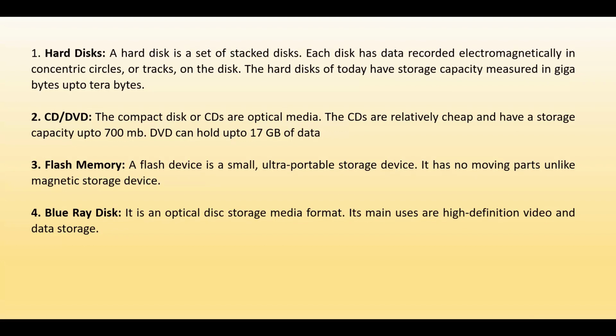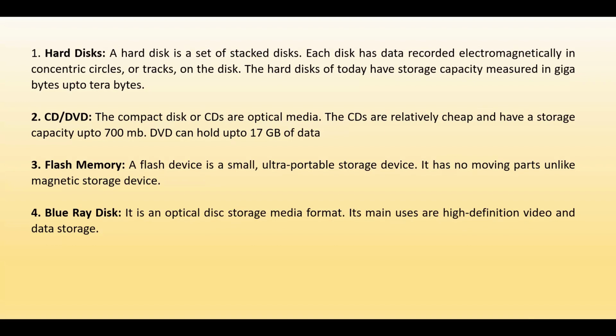Next is CD or DVD. CD means compact disc, and DVD means digital versatile disc. The compact discs or CDs are optical media, and DVDs are also optical media. The CDs are relatively cheap and have a storage capacity up to 700 MB. DVD can hold up to 17 GB of data, that means a very large space.